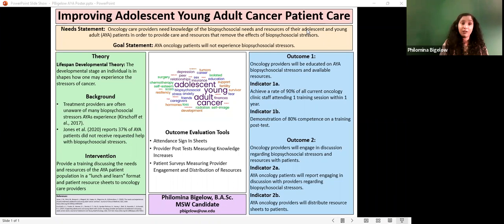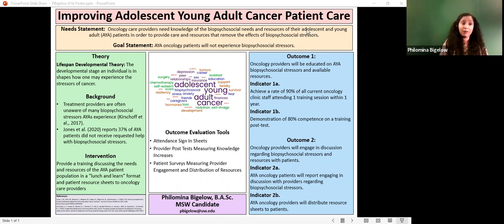The first indicator is that we would achieve a rate of 90% of all current oncology clinic staff attending one training session within 1 year. And that is very easily measured by having providers sign in on an attendance sheet when they arrive.